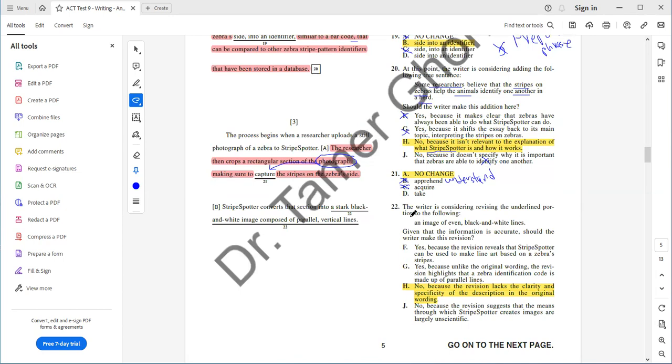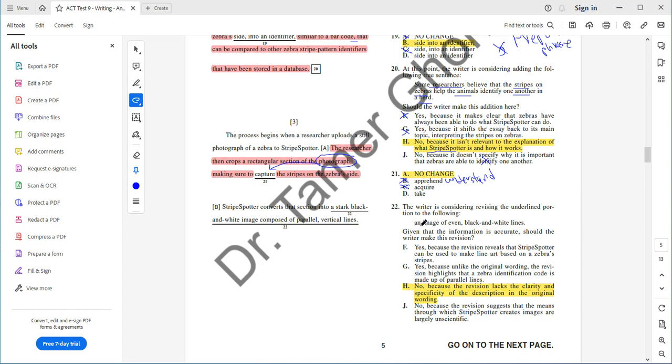Engineer Ziad, number 22. The writer is considering revising the underlined portion to the following. Take care. He wants to change the underlined portion to this grammar, and maybe it has a different meaning. So you have to be sure about what you're going to read to find the same meaning and no grammar mistakes. Read, please. Given that the information is accurate. No, here.